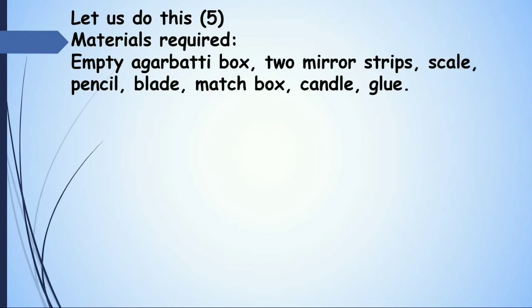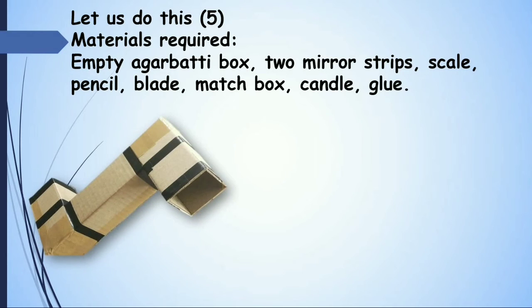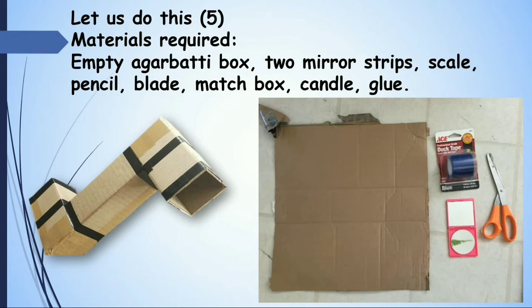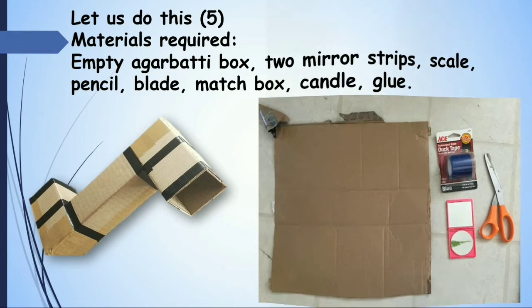Now let us do this. Materials required for the periscope are an empty agarbatti box or any cardboard box, 2 mirror strips, a scale, a pencil, a blade, a matchbox, a candle and glue. This is the model of the periscope, and these are the materials. From these materials we made it. In another video we will show how our students have done it. Now I am not going to go through the procedure and process.